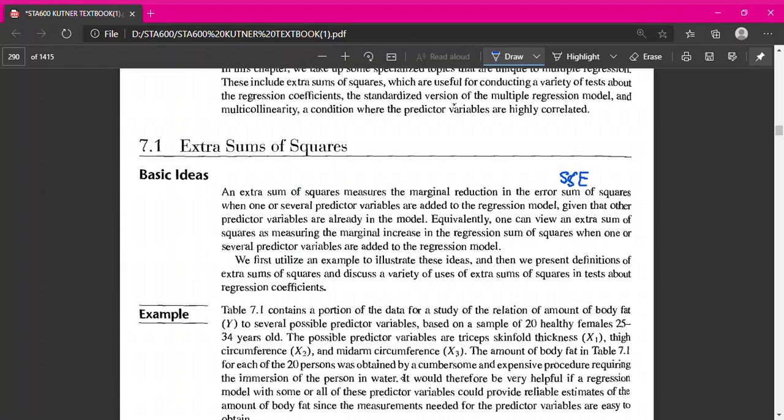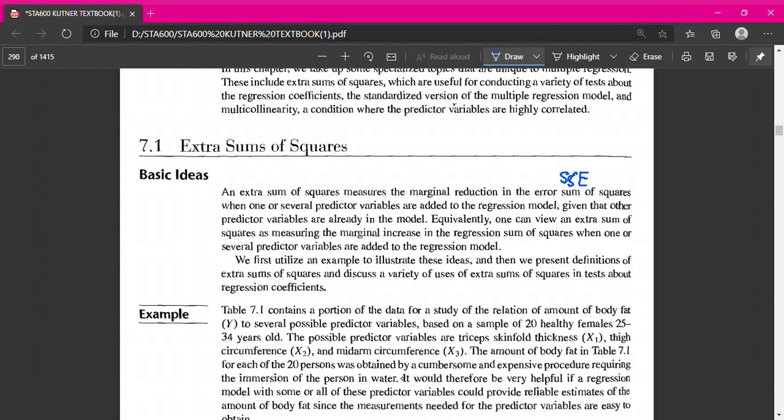Okay, when the other predictor variables are already in the model. Bila another predictor variable dah ada dalam model, okay, when we add another predictor variables, so berapa dia punya reduction in error sum of square, itu dinamakan extra sum of square.